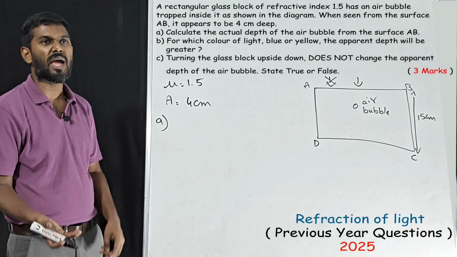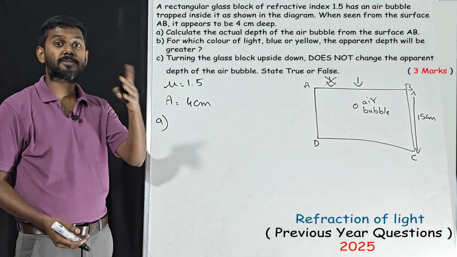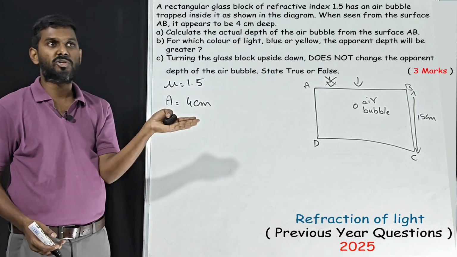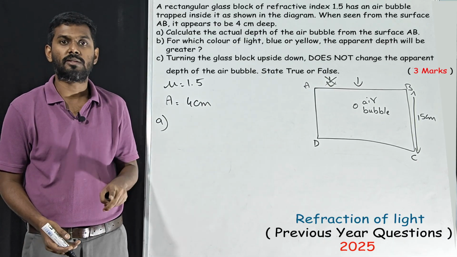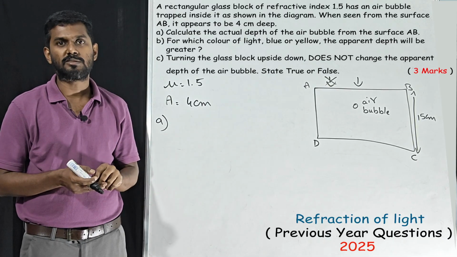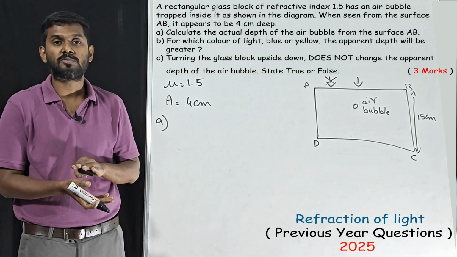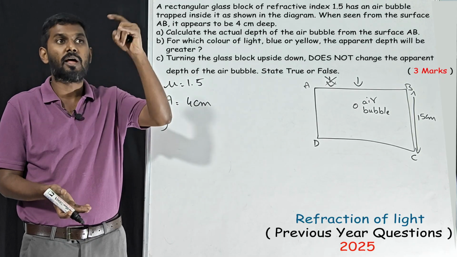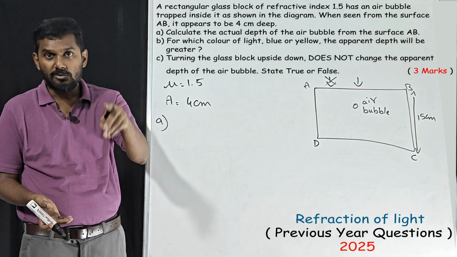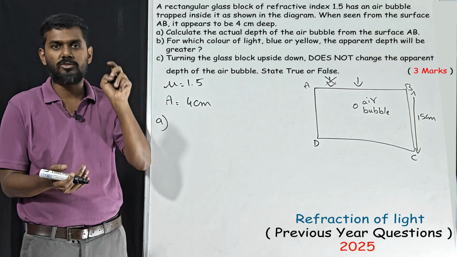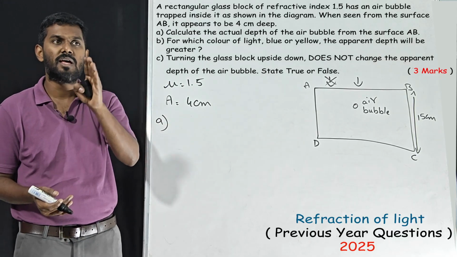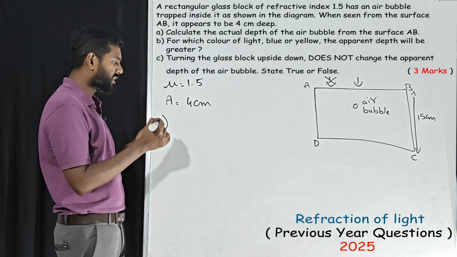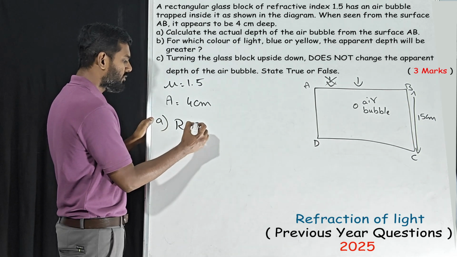Calculate the actual depth. Actual depth is nothing but real depth. Sometimes instead of giving actual depth or real depth, they will ask you to find the thickness of the glass block. This thickness of the glass block is nothing but the real depth only. Thickness is nothing but real depth. Real depth, actual depth, or the thickness of the glass slab, all three mean the same. So actual depth is nothing but real depth we need to find.